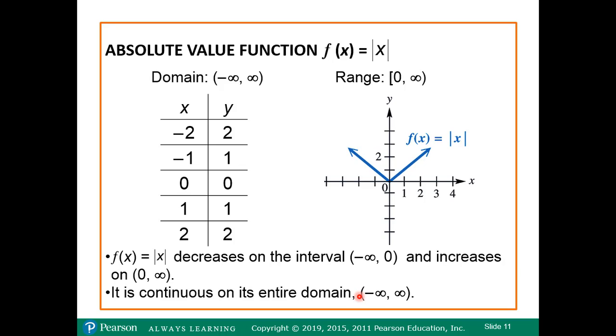Now the absolute value function. Okay, so the absolute value function looks like this, right? So y equals x here, and y equals negative x here. So what happens here? Well, the domain is all real numbers, but the range is from 0 to positive infinity, so in the y direction. Now it decreases from negative infinity all the way to 0, not including 0, and then increases from 0 to positive infinity. And it is continuous on the entire number line, the entire domain.